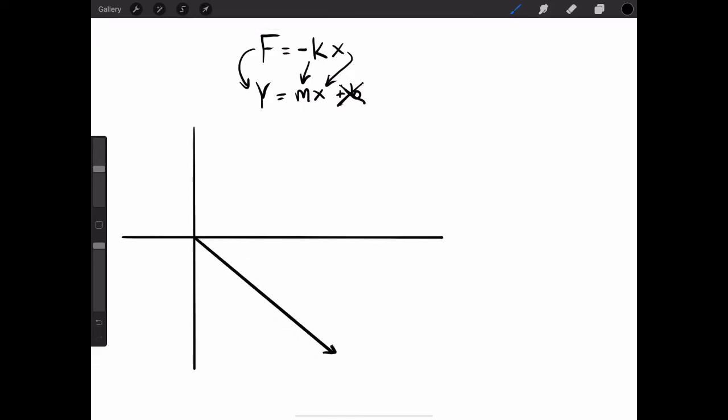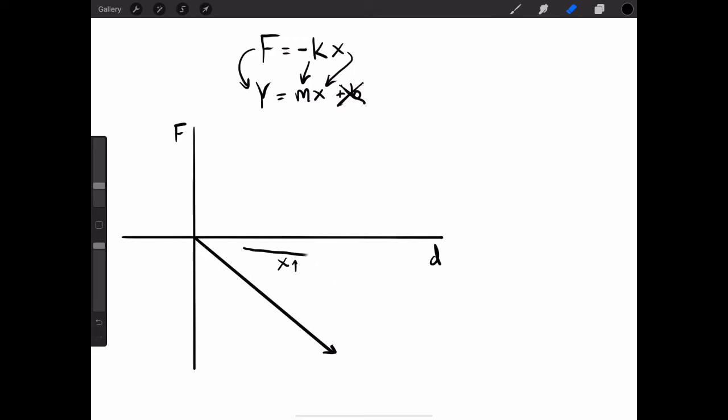Okay, so say this is our graph. We've got to label our axes, so this is going to be force versus distance. Now, the more we stretch the spring, the more we're going towards our higher x values, the greater the negative force is going to be. So as x goes up, our negative force goes up. Well, technically it goes down, but the magnitude goes up.